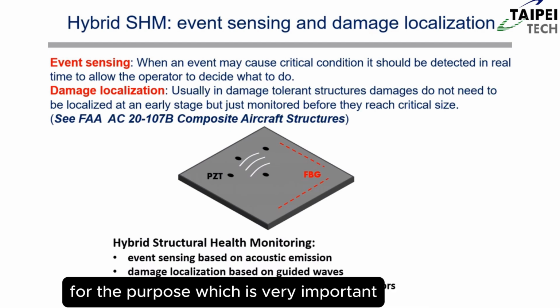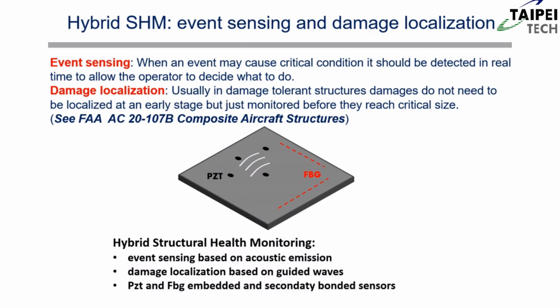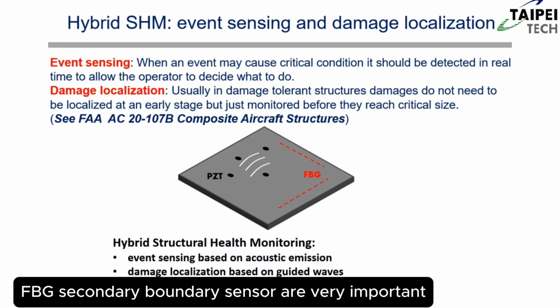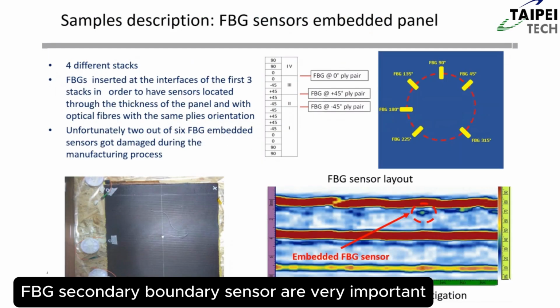For that purpose, it is very important to have this hybrid structure to monitor event sensing based on acoustic emission and damage localization based on guided waves. PZT and FBG embedded, secondary bonded sensors are very important.